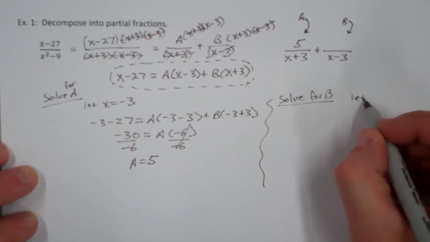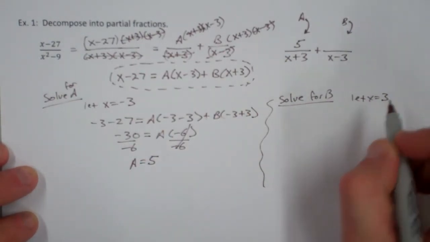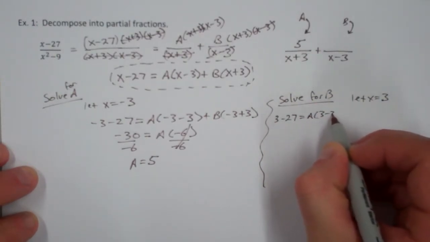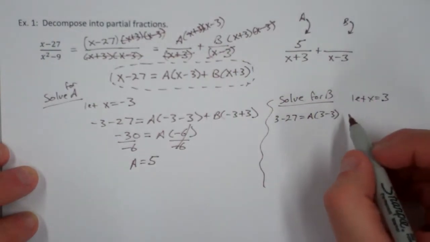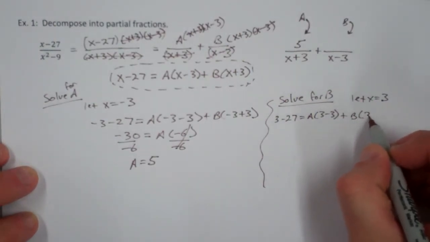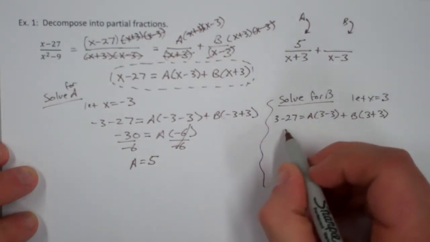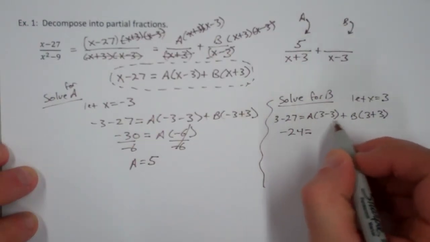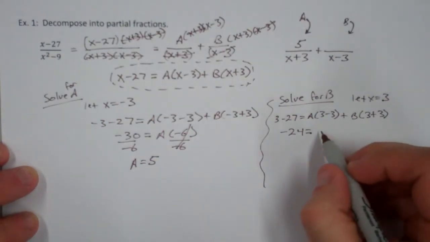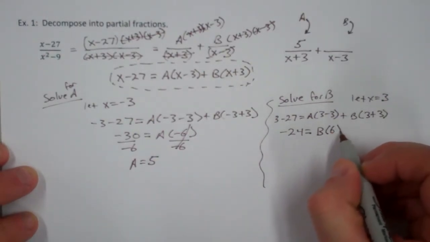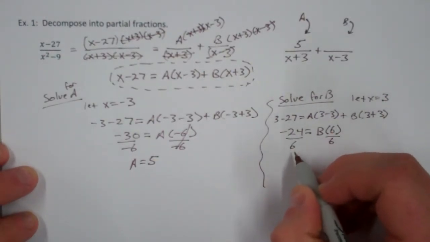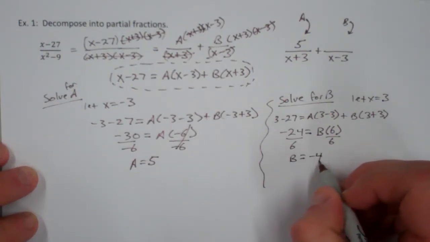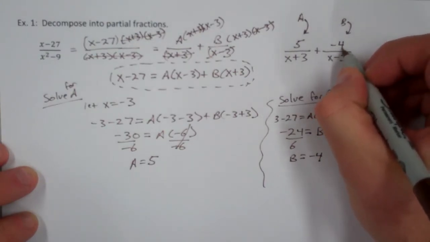So we're going to let x equal positive 3. If that happens, then the a term is going to be 0, and we'll be able to solve for b here. So let's figure out what this is going to look like. We've got 3 minus 27 is negative 24. We said a times 0 is 0. And we've got b times 6. Well, then we can just divide by 6. And we can see quite easily here that b will be negative 4. So you can write your negative 4 here up in the top.